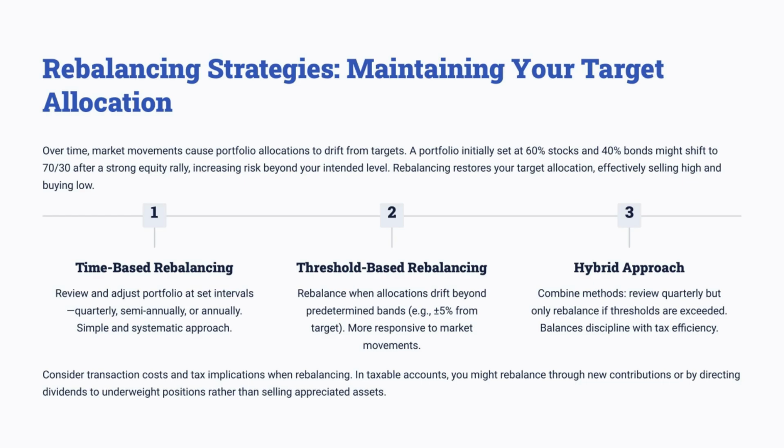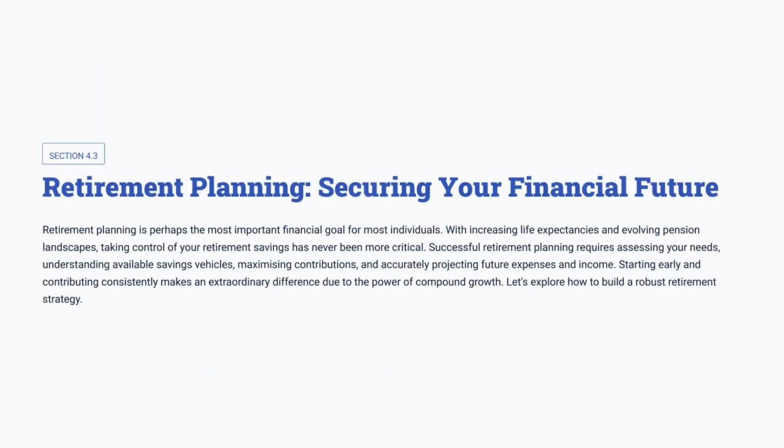Rebalancing strategies are crucial for maintaining your target allocation. Time-based rebalancing involves adjusting your portfolio at regular intervals, while threshold-based rebalancing responds to market movements. A hybrid approach combines both, offering discipline and tax efficiency. Always consider transaction costs and tax implications, especially in taxable accounts, to optimize your rebalancing strategy. Retirement planning is crucial for financial security.